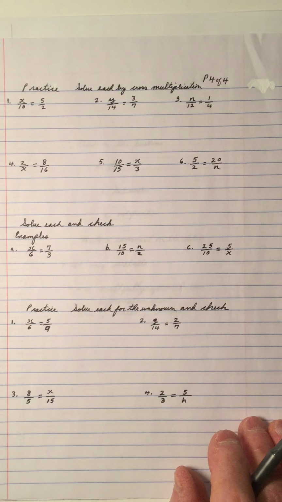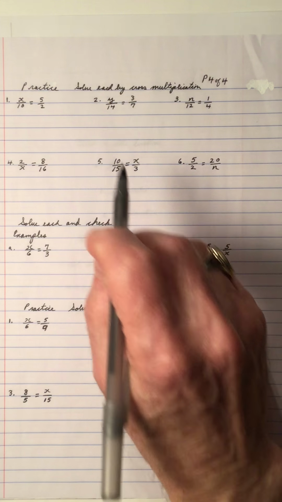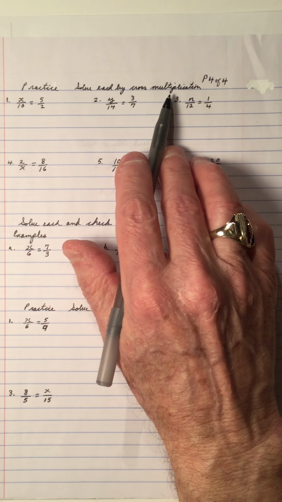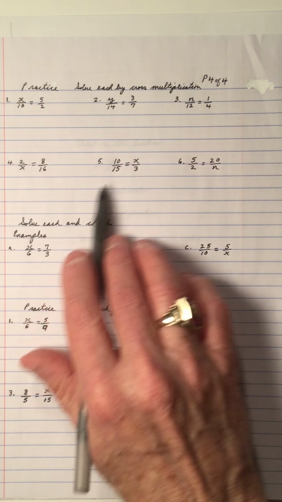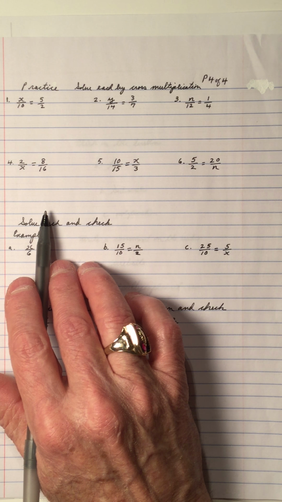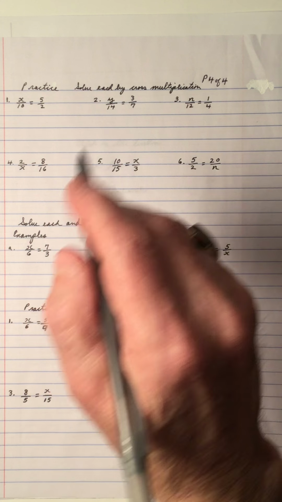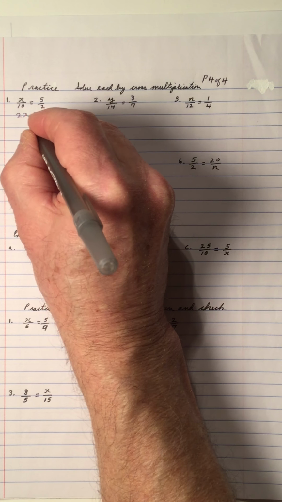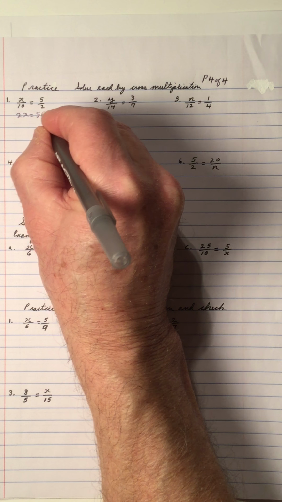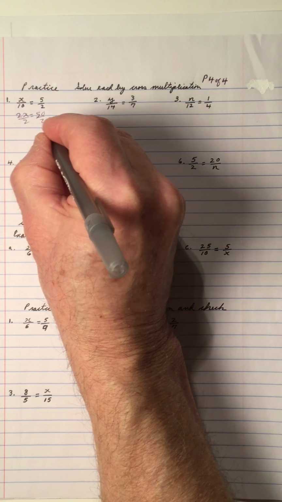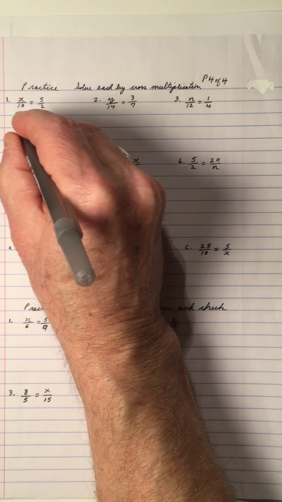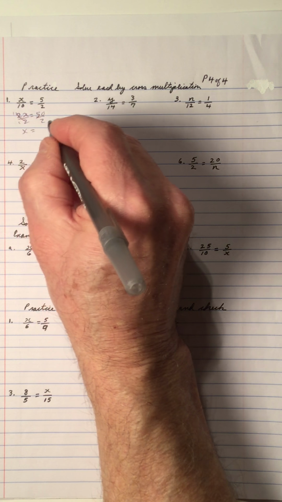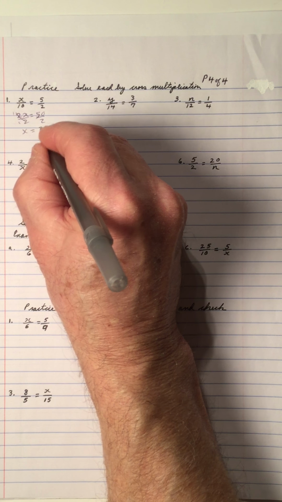Number 4. We have a practice here. Solve each by cross multiplication. So work these out to see if you get the right answer and play it back. Hit play. So 2 times x is 2x. 10 times 5 is 50. Divide by 2. The 2's cancel to give you 1s now, don't forget. And you get 25.